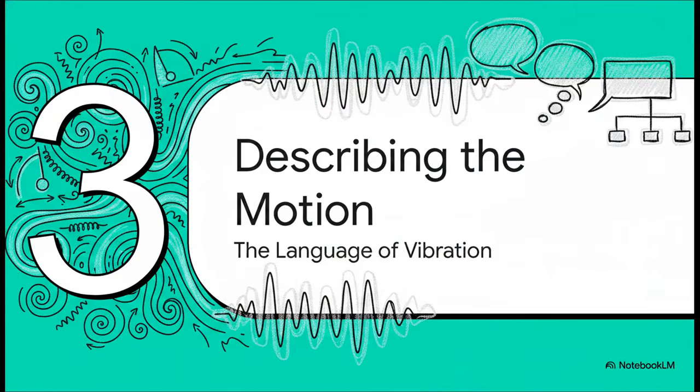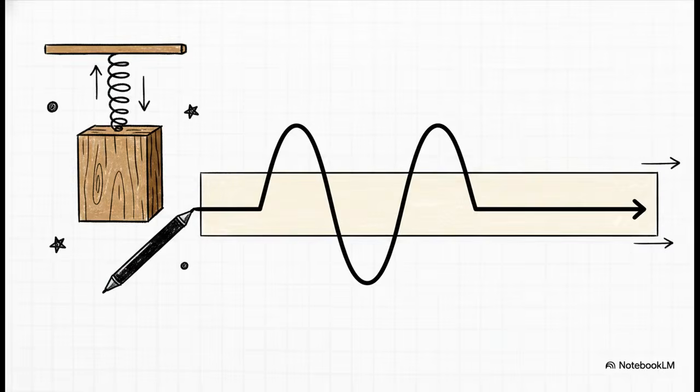So now that we've got this mental picture of this back and forth dance, we need a way to describe it precisely. And this brings us to what you could call the language of vibration. And this is what that language looks like. It's beautiful, right? If you were to track the block's position over time, you would draw this perfect, smooth, repeating pattern, a sine wave. And this simple graph holds all the key info we need.